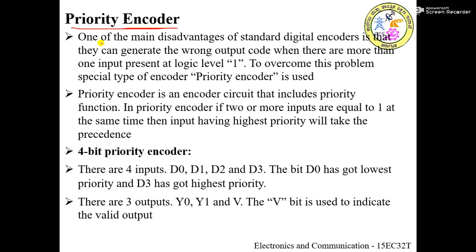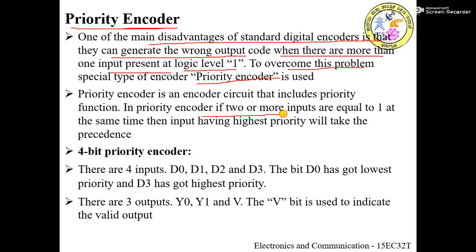Okay, so the same thing is discussed here. The main disadvantage of the standard digital encoder is that it can generate wrong output whenever there is more than one input present at logic 1 level. To overcome this problem, a special type of encoder is introduced which is known as priority encoder. How does it work? The priority encoder is going to assign priority levels among its inputs.